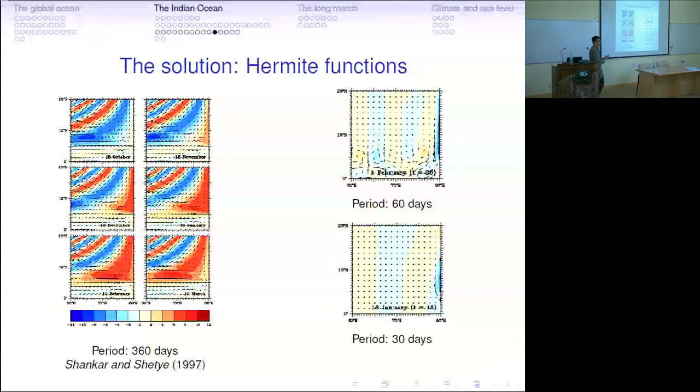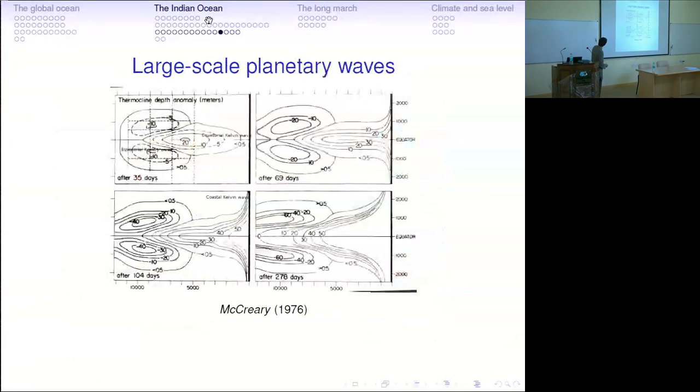But this is the simplest possible model that you can get for the West India coastal current. So, what are these large-scale planetary waves? This is a rectangular basin. It is an analytic solution from Julian McCreary's paper, 1976. What we have is a forcing, wind forcing, in just this patch.